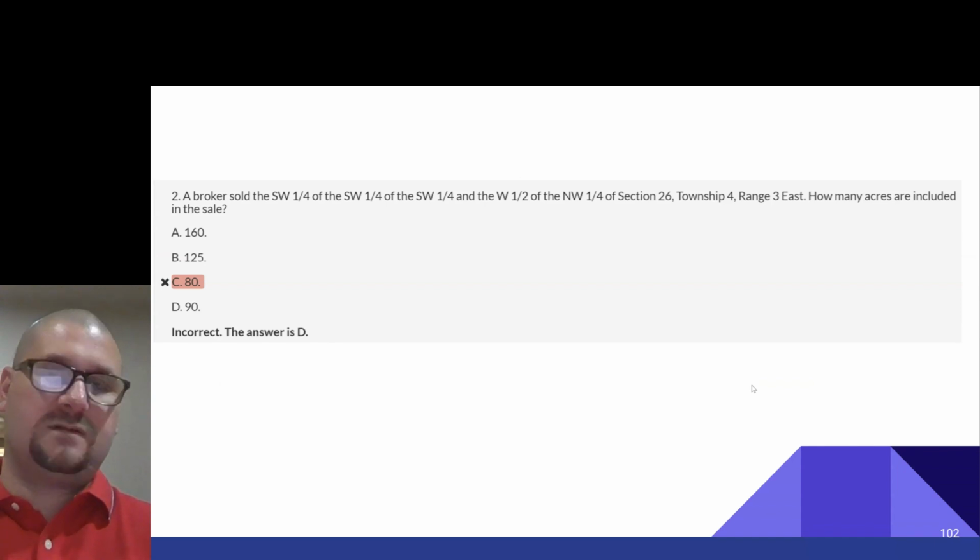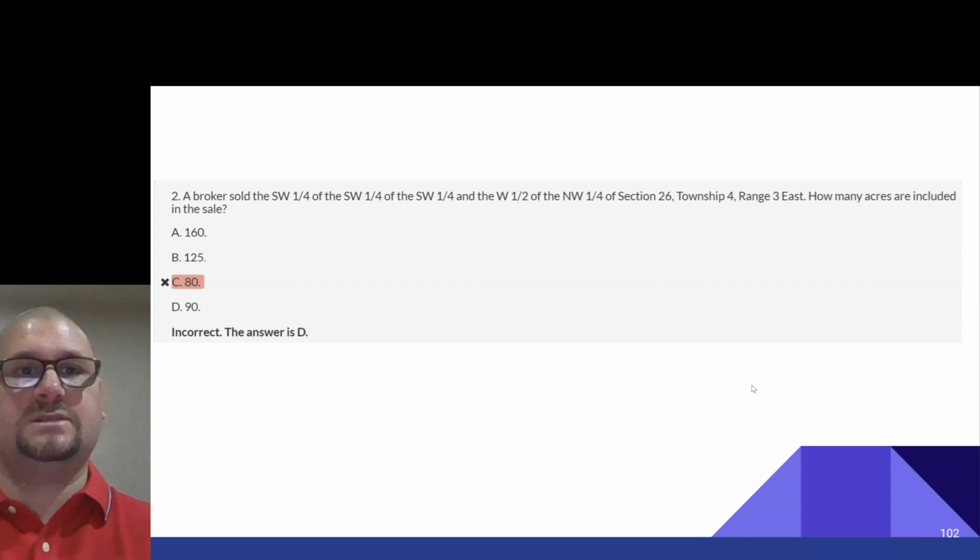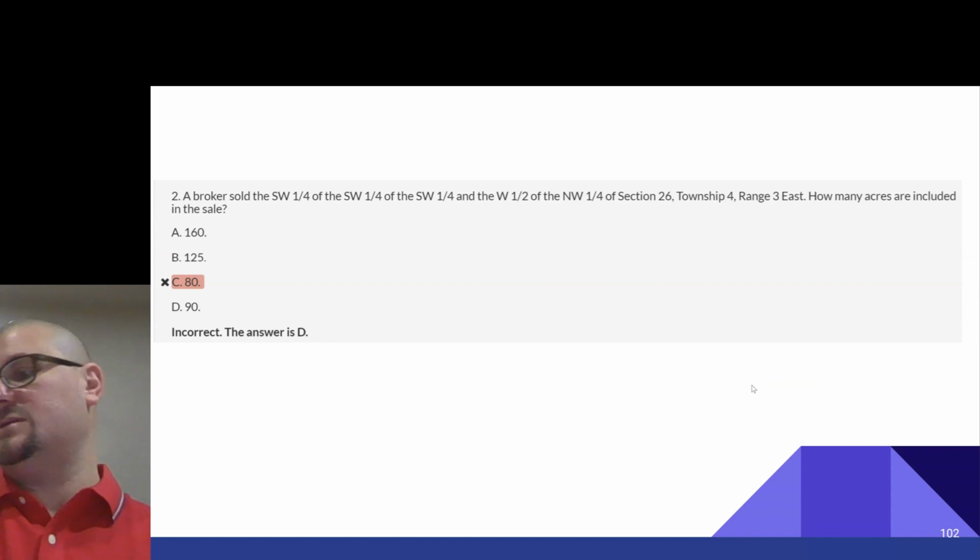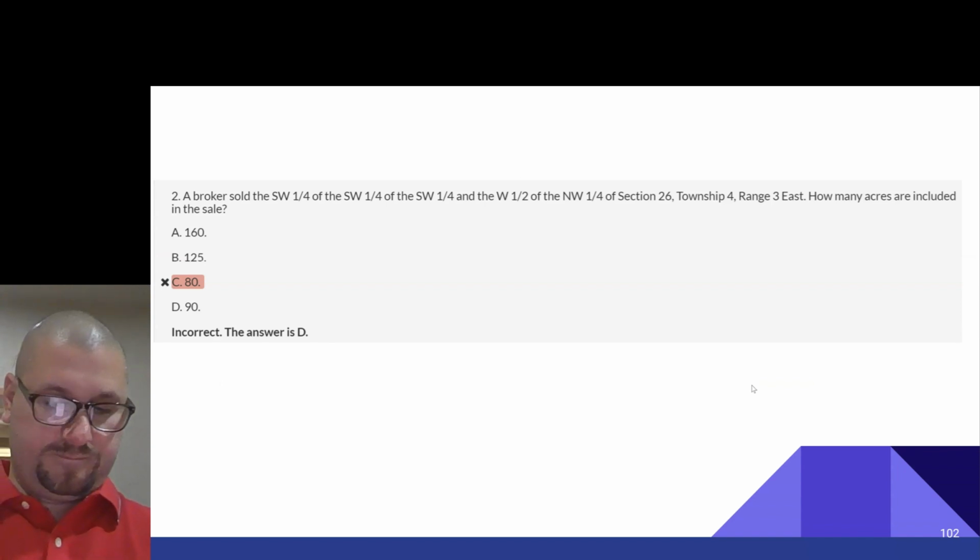All right, so 640 acres are in one section. So take 640 divided by 4, divided by 4, divided by 4. You get an answer. So we'll bust out the calculator. 640 divided by 4, 3 times divided by 4.